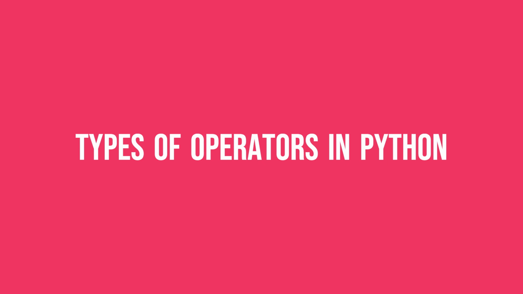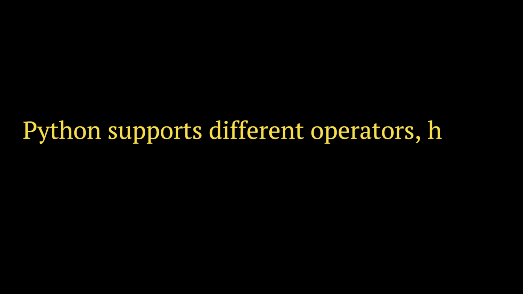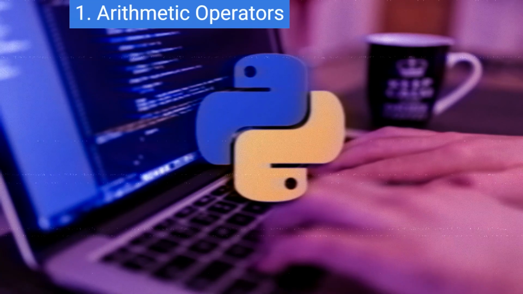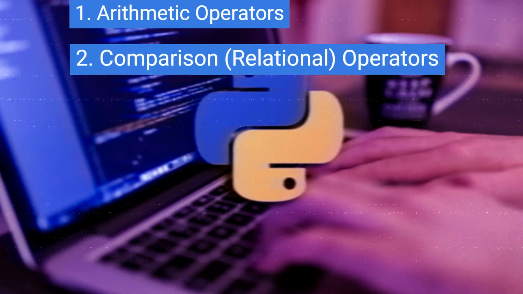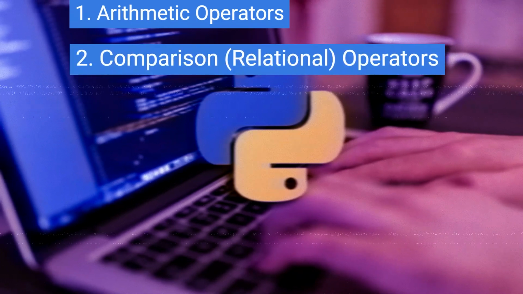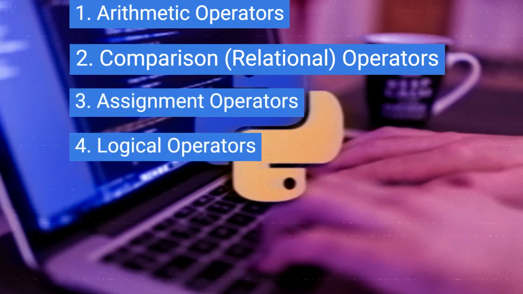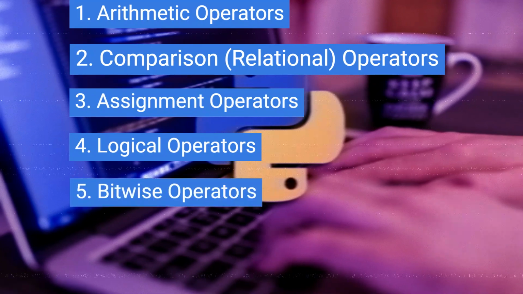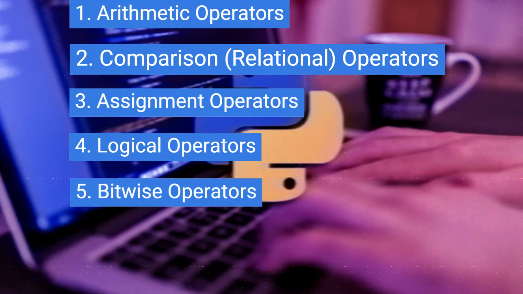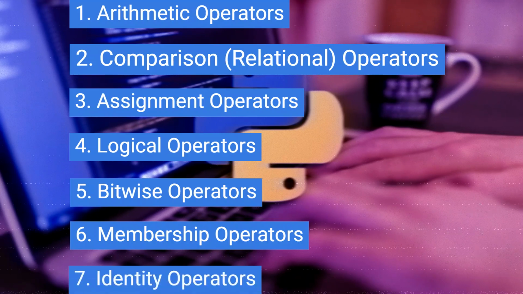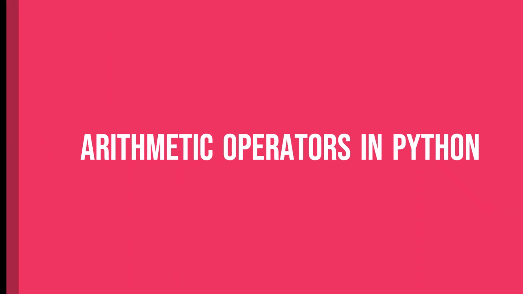Types of operators in Python. Python supports different operators. Here is the list of operators which Python supports. 1. Arithmetic operators. 2. Comparison, relational, operators. 3. Assignment operators. 4. Logical operators. 5. Bitwise operators. 6. Membership operators. 7. Identity operators.